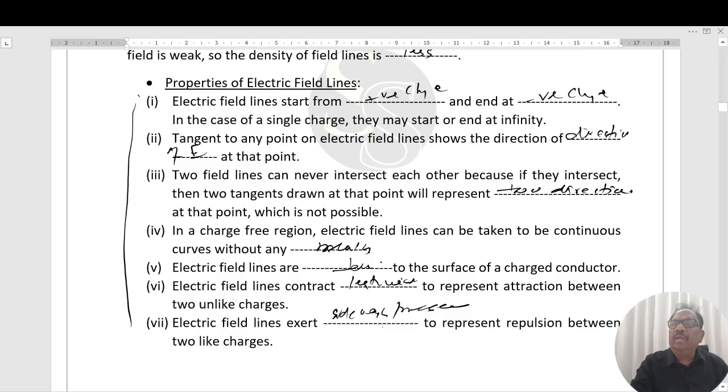Direction of tangent would give the direction of electric field. Two electric field lines never intersect. If they intersect, there would be two directions, which is not possible. Electric field lines can be taken as continuous curves without any breaks.